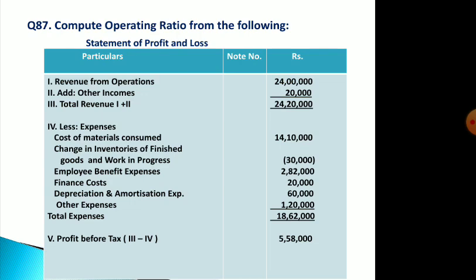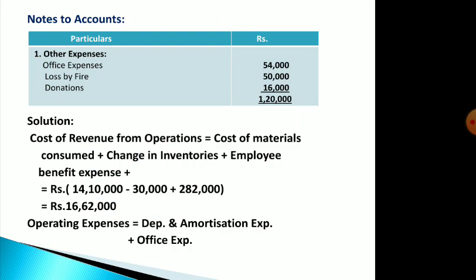Next question, question number 87. Compute operating ratio from the following. Here a statement of profit and loss is given, in which we have revenue from operation 24 lakh, add other incomes 20,000, total 24 lakh 20,000. Expenses: cost of materials consumed 14 lakh 10,000, changes in inventories of finished goods and work in progress minus 30,000, employees benefit expenses 2 lakh 82,000, finance cost 20,000, depreciation and amortization expenses 60,000, other expenses 1 lakh 20,000, total 18 lakh 62,000. Profit before tax, subtracting expenses from total revenue, is 5 lakh 58,000. There are also notes to account in which the other expenses have been subdivided into office expenses 54,000, loss by fire 50,000, donation 16,000.